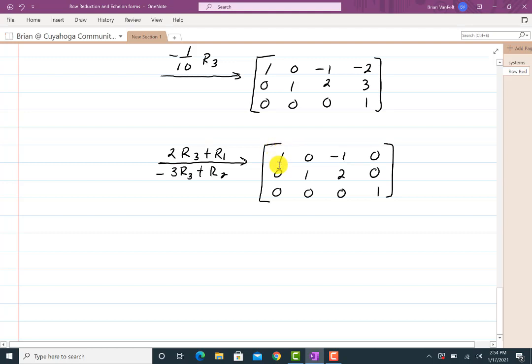So if you look at this one, it's the only non-zero entry in the column. Now go to the next leading one, this guy right here. It's the only non-zero term in that column. Now drop down and go to the next leading one. Here it is. It's the only non-zero term in the last column.